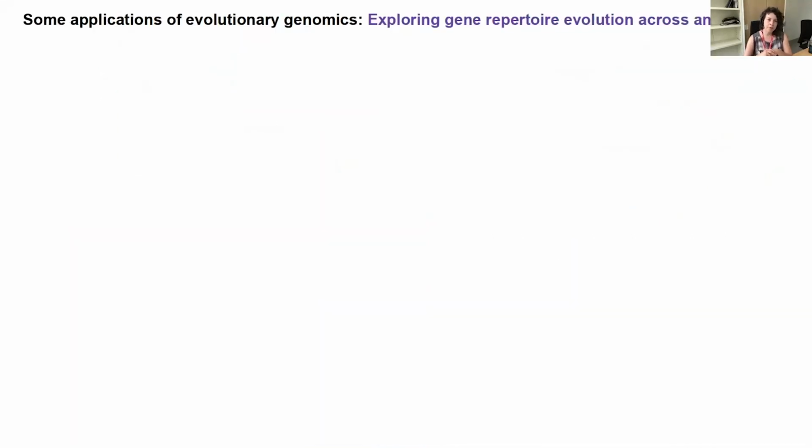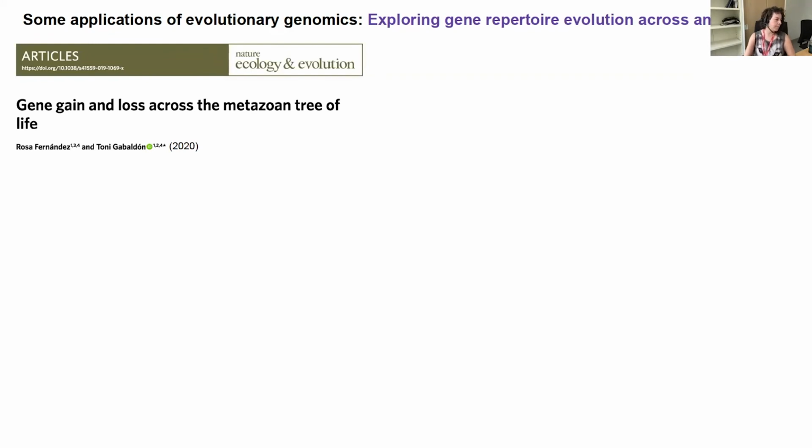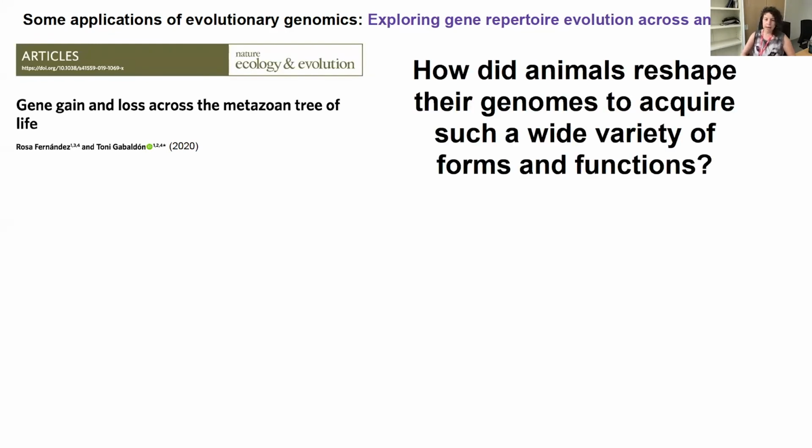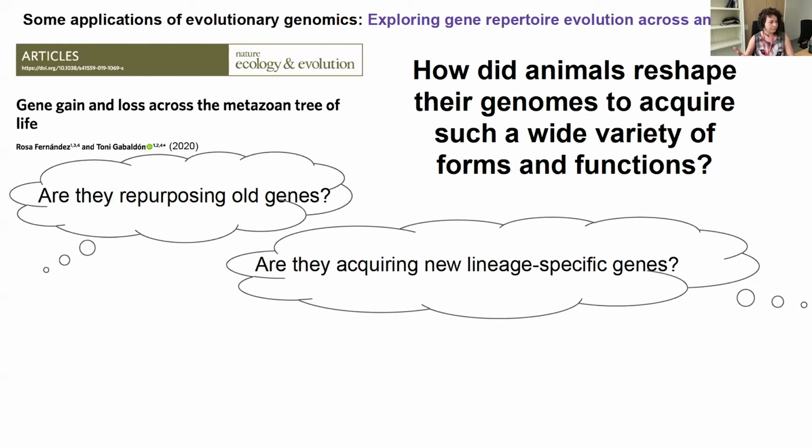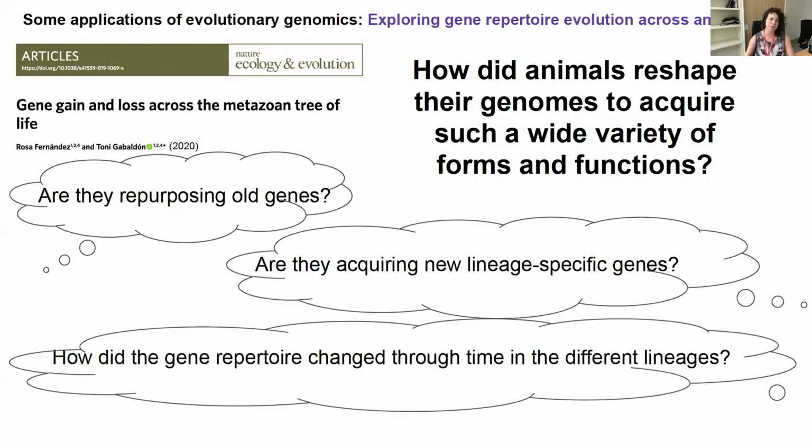The second example is about understanding gene repertoire evolution across animals. So this is a paper that we published last year. And what we had in mind was how did animals reshape their genomes to acquire such a wide variety of forms and functions. Basically, the questions that we were asking ourselves were, do they have the same type of genes? Are they repurposing old genes for new functions? Are they acquiring new lineage-specific genes? How did the gene repertoire change in the different animal lineages?